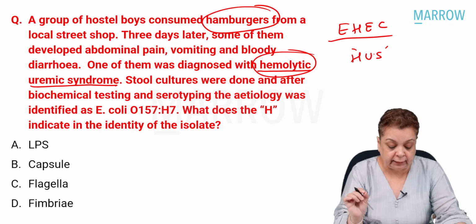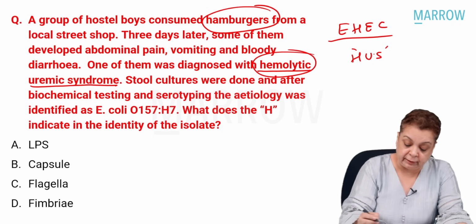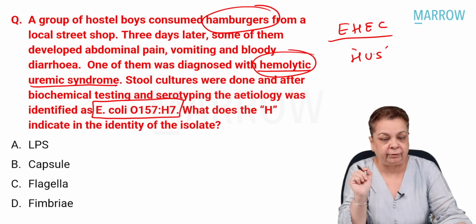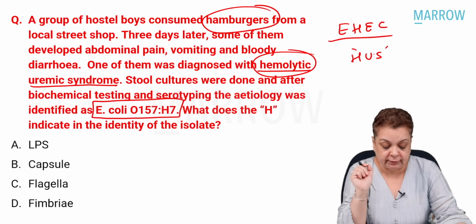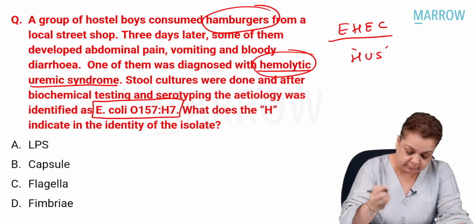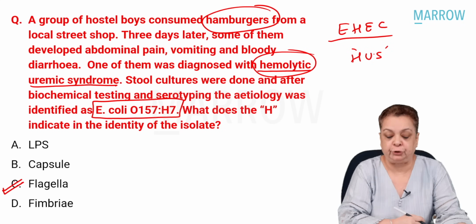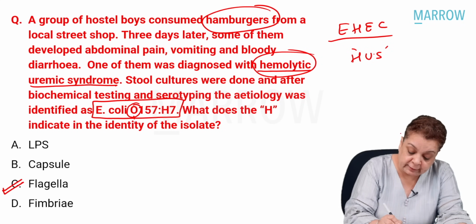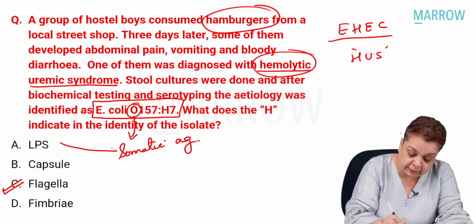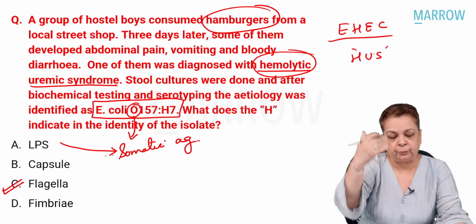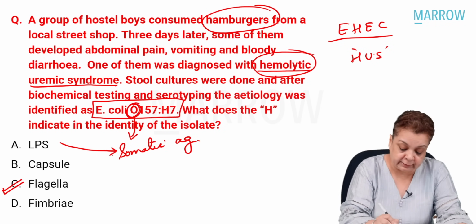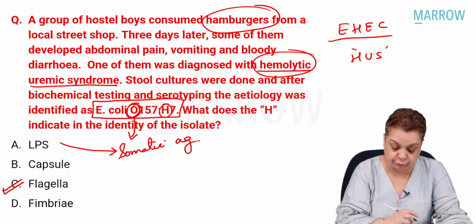Stool cultures were done, and after biochemical testing and serotyping, the etiology was identified as E. coli O157:H7. What does the H indicate in this identity of this isolate? This is so simple. The H antigen is the flagellar antigen. What about the O? That's the somatic antigen, which is part of the LPS, the endotoxin. The outermost part is the O antigen, right? So, O stands for the somatic antigen, part of the LPS. H stands for the flagellar antigen.